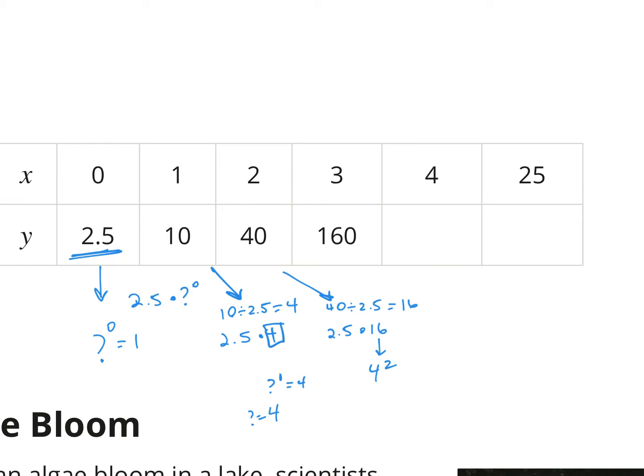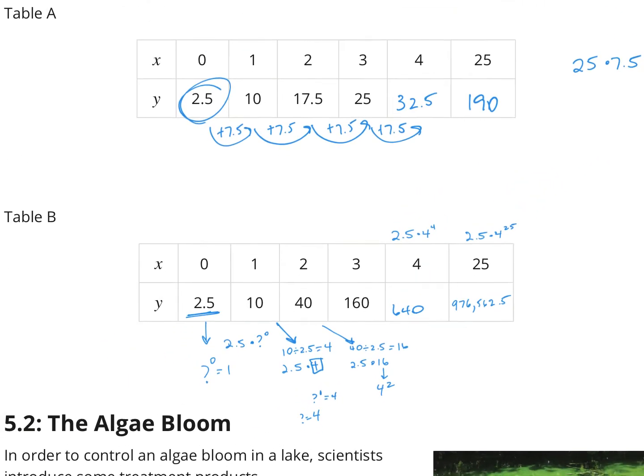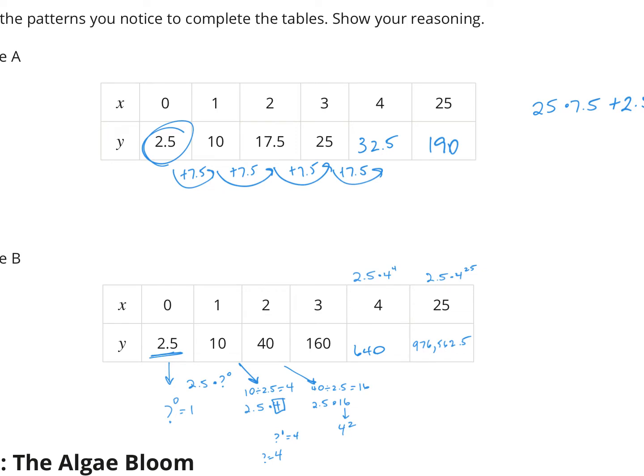So if I think about for when x is 4, I'm going to do 2.5 times 4 to the 4th power, which is 640. And then for 25, I'm going to do 2.5 times 4 to the 25th power. And that lovely number is 976,562.5.